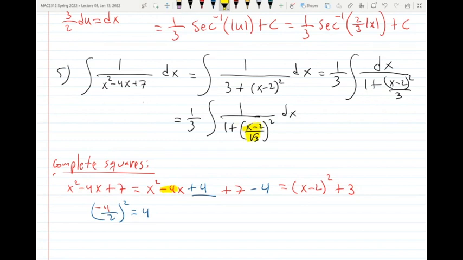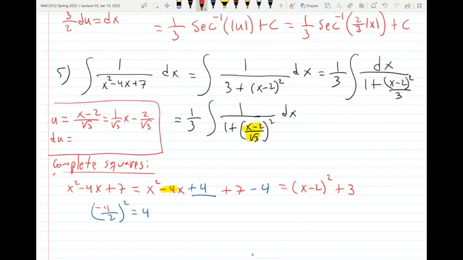So here is our substitution. So I'm going to let u be x minus 2 over the square root of 3. Remember, this is a line. This is 1 over the square root of 3 x minus 2 over the square root of 3. So the derivative is just 1 over the square root of 3. Okay? So that means that du is going to be 1 over a square root of 3 dx.